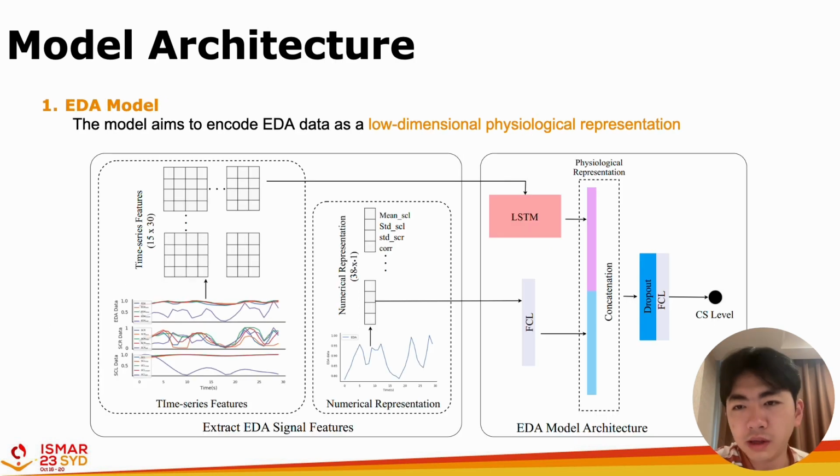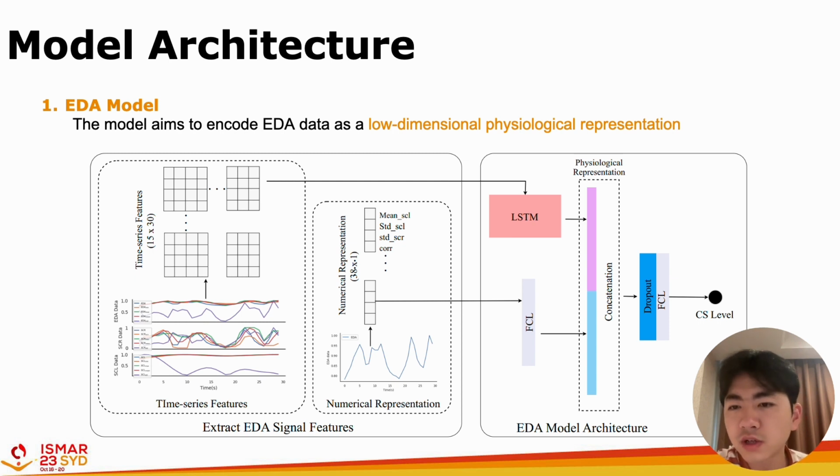The first model is based on electrodermal activity data. The raw EDA data is decomposed to obtain the tonic signal (SCL) and the transient signal (SCR). These components form the time series features of the EDA data. Additionally, other features such as mean, variance, and more, totaling 38 dimensions, constitute the numerical features of the EDA signal.